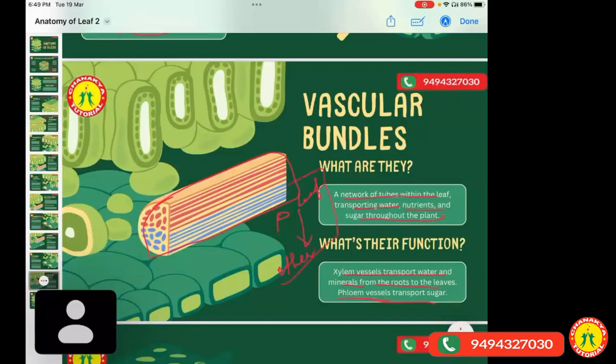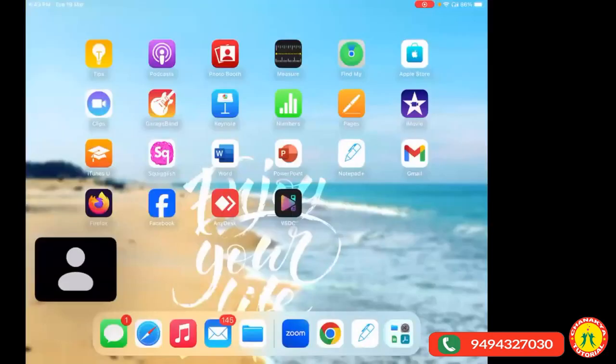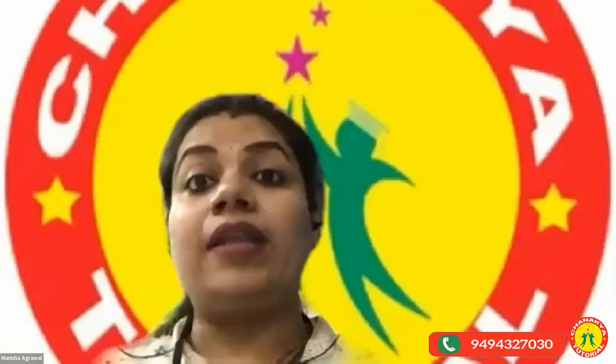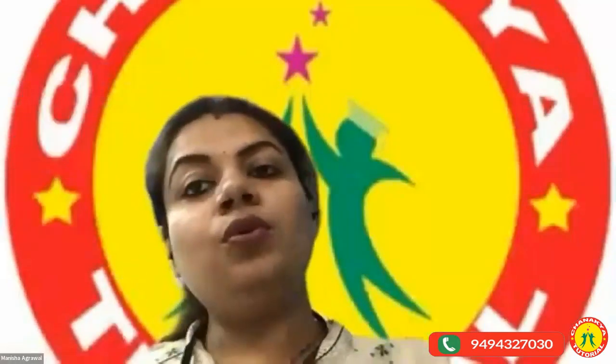What is the process called? There is a particular name for it, where the transportation of food will be there from the leaf to the other parts of the plant. What is it called? What is the name of that process? So when the food moves from leaf to the other parts of the plant, it is called what? It starts with T. T letter. Trans-. Sudhamshu, any idea?